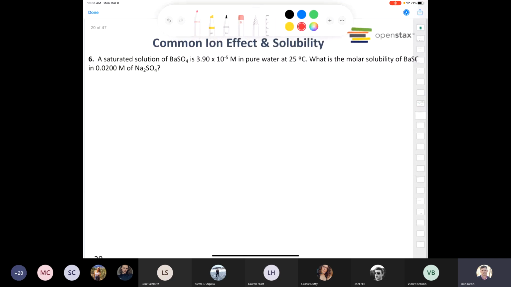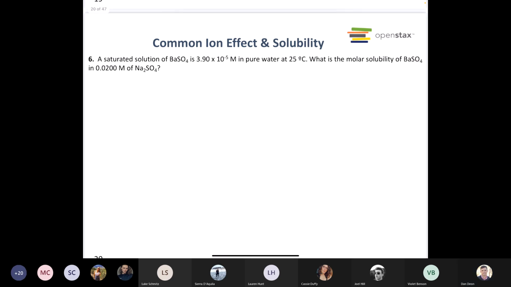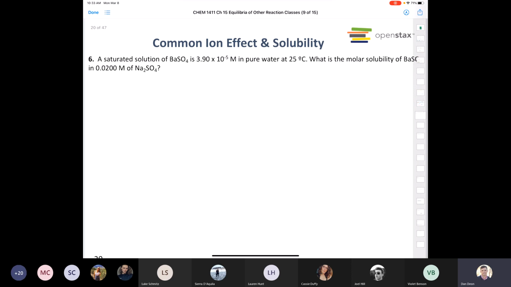Question 6. Imagine yourself on the next exam, and I ask you a question like this. It says, you get a saturated solution of barium sulfate, gives you the concentration, it's really low, 3.9 times 10 to the negative 5 moles per liter. What's the molar solubility of barium sulfate when you've got it in 0.02 molar sodium sulfate? Okay, there we go. Well, the first thing we need to do here, based off of my reading on this problem, is it doesn't tell us to go to the appendix, appendix K or no, appendix J.